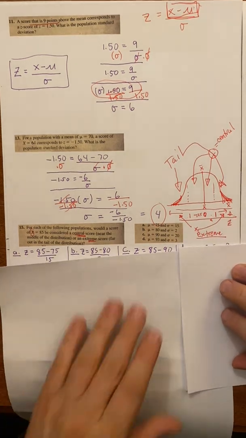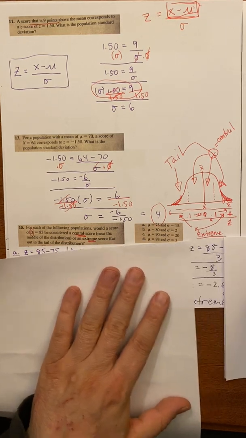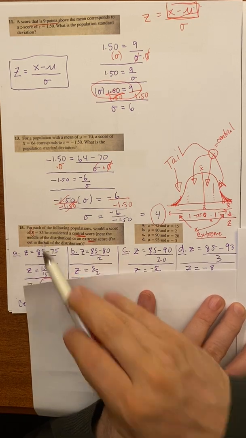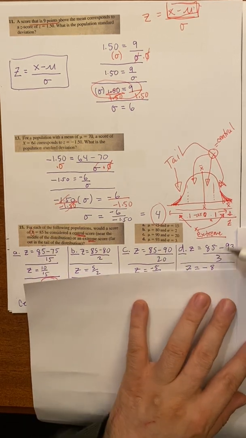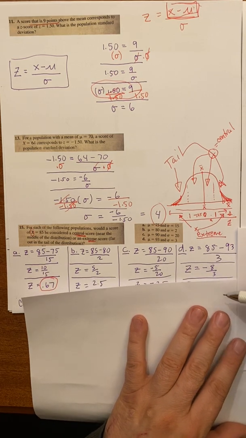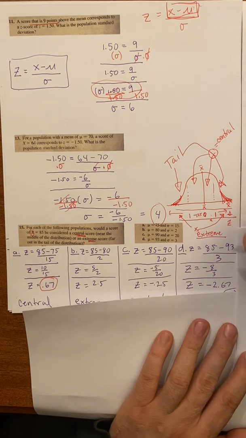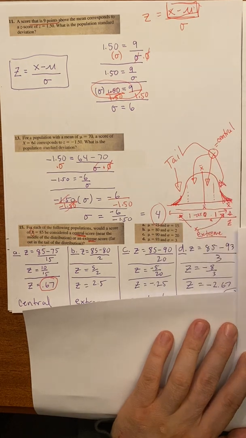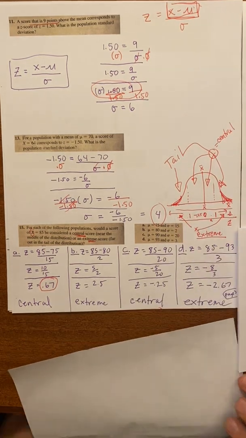Okay, now this last problem, problem D, we're saying now the equation is 85 minus 93 over 3. That solves to negative 8 over 3, and that solves to negative 2.67. Right, so now we're saying, oh man, negative 2.67, that's over here somewhere. So because it's over here somewhere, it's in the extreme.